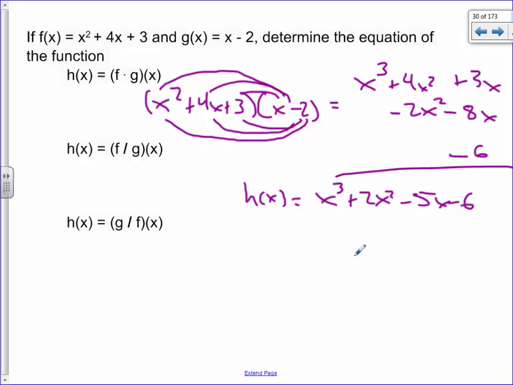So if you take a cubic, no, I'm getting ahead of myself. If you take a quadratic f graph and times it by a linear g graph, what kind of graph do I get when I'm done? A cubic. That make sense?